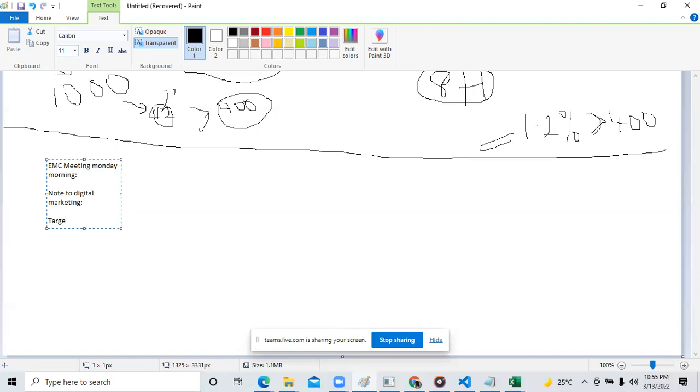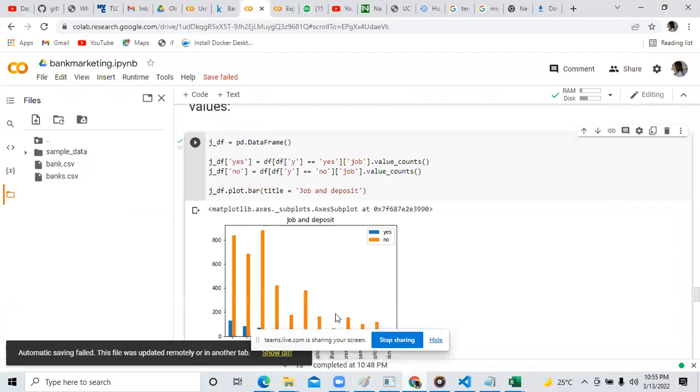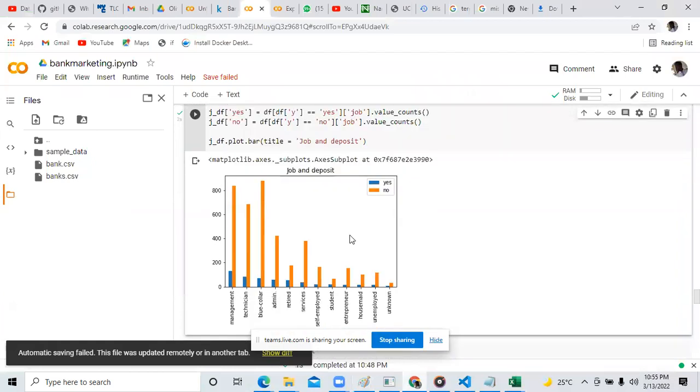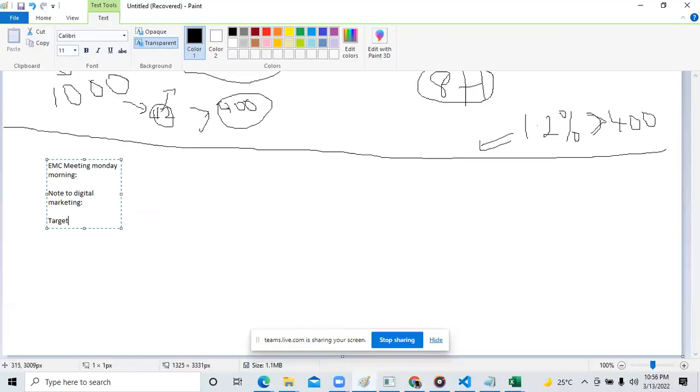So who are we targeting now? Target management, technician and blue collar. Okay, let's add admin and retired, just in case. So target management, blue collar, technician, admin and retired. So these are the guys that obviously get paid, right? You could figure this out without even looking at the data, right? So this is number one.